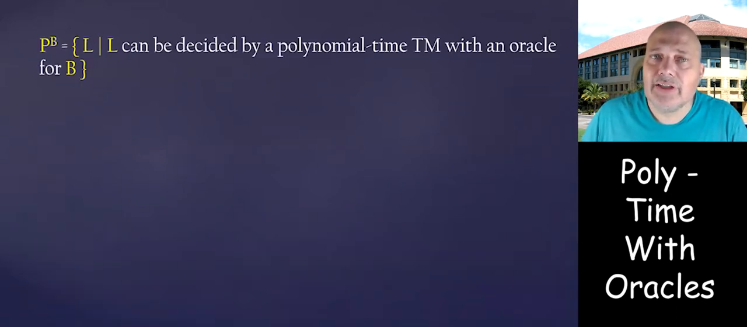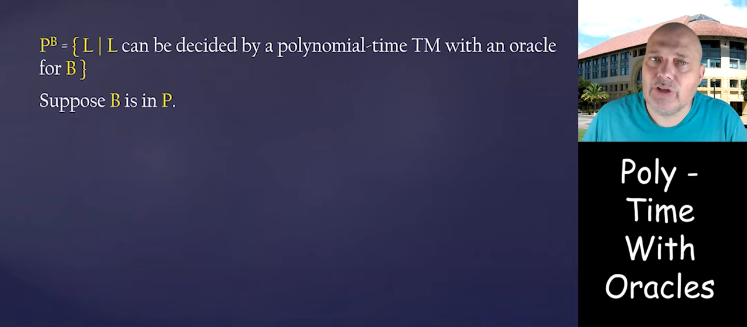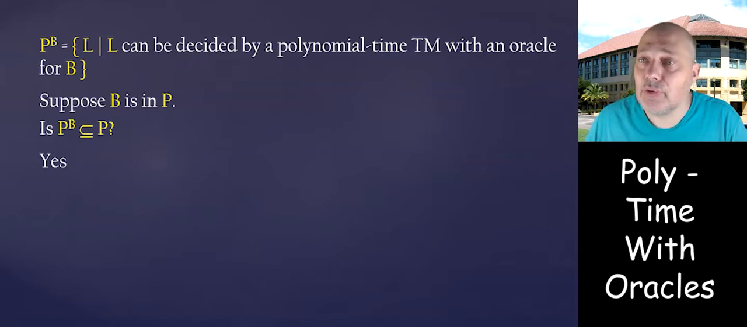P to the B are the languages L that are decided with a polynomial time Turing machine with oracle to B. What happens if B is in P? So P with an access to an oracle which in itself is in P. Is P to the B contained in P? Yes, because whatever the oracle tells you, you can compute yourself in polynomial time. So you can simulate the oracle by yourself in polynomial time.